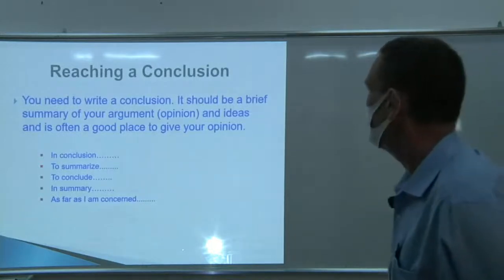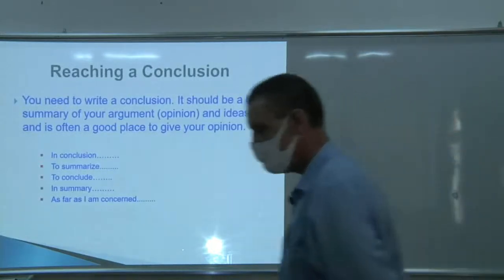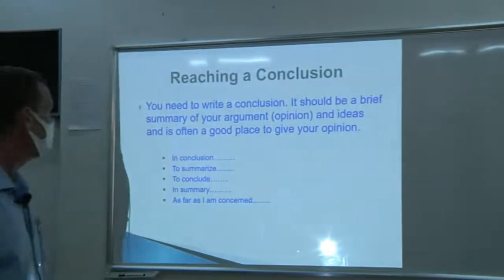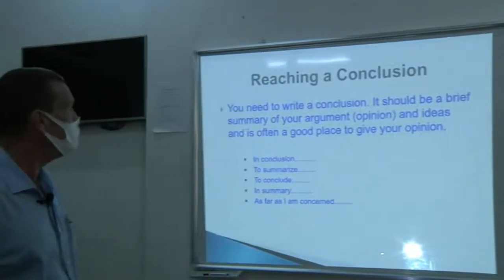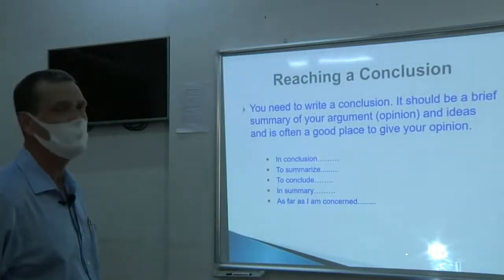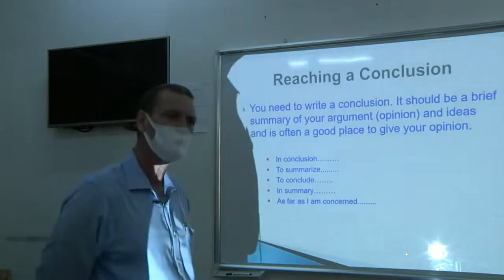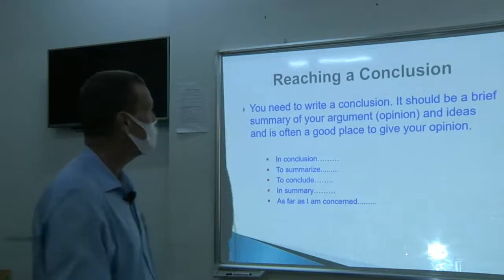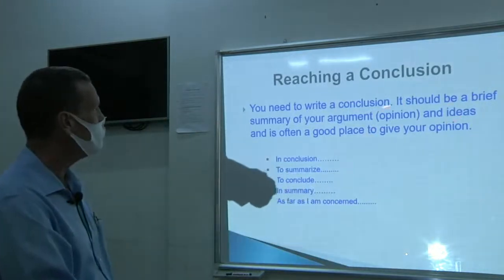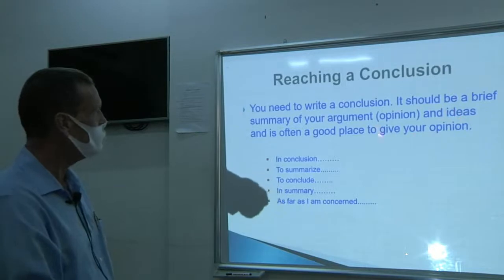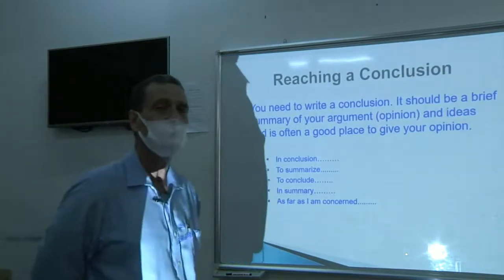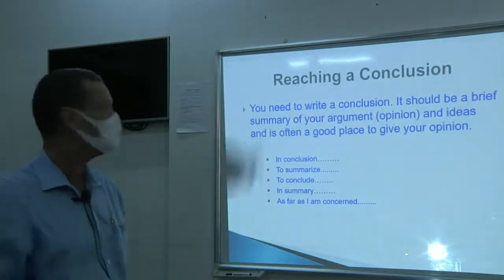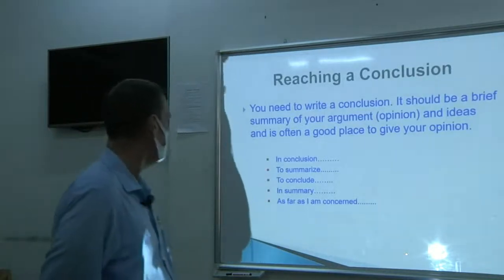Reaching a conclusion. You need to write a conclusion. It should be a brief summary of your argument, your opinion, and ideas. And it's really a good place to give your opinion here in your conclusion. Again, you have a little bit more flexibility in how you structure your task 2 response. But it's very important, and we'll be talking more about this too, that somewhere in task 2, you're clearly stating your opinion. If I'm not sure what your opinion is, that's something that's going to cost you a lot of points. You won't have answered the question.